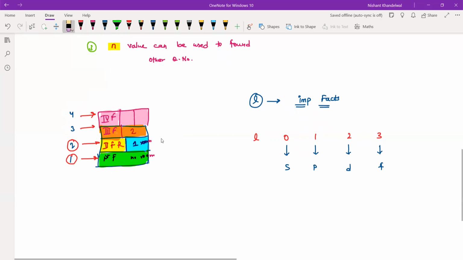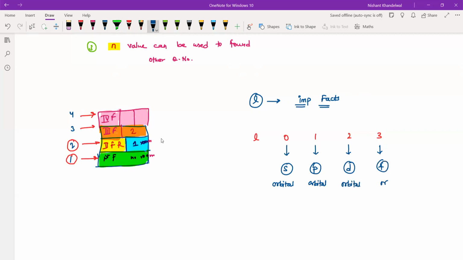You can write this in small or caps, whatever you want, but it's better if you write in small. So this is S orbital. This is P orbital. This is D orbital. And this is F orbital. Got this.